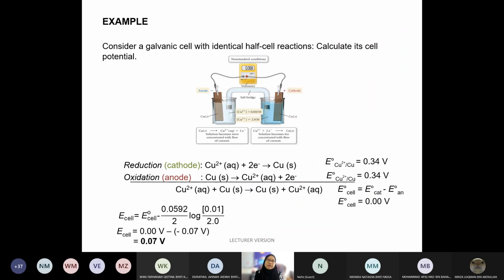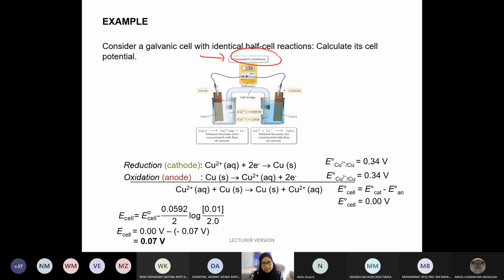Okay, right. So let's try out this example. Consider a galvanic cell with identical half cell reaction. Calculate its cell potential. Kecilnya. Okay, you kena identify dulu. You have to identify whether this is at standard condition or non-standard condition. If you get this type of question in exam, this is quite obvious lah, because dah tulis non-standard condition. So we straight away use the Nernst equation. Tapi kalau nak exam, you identify dulu.